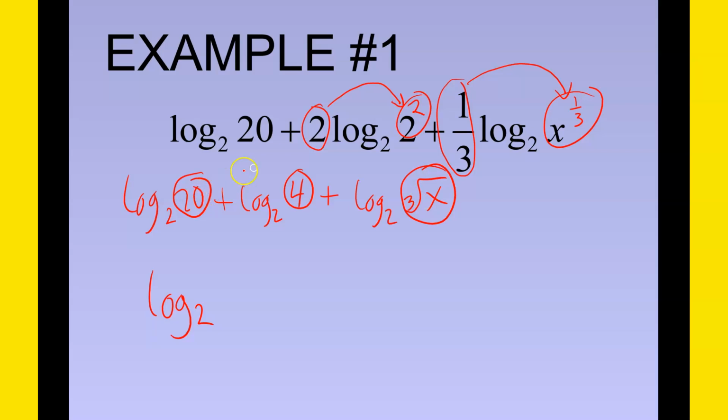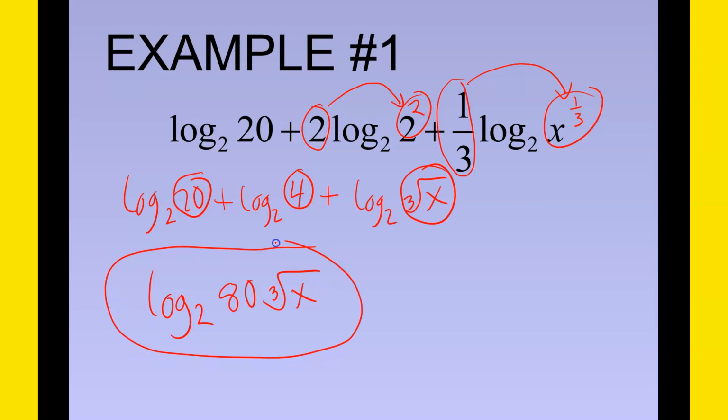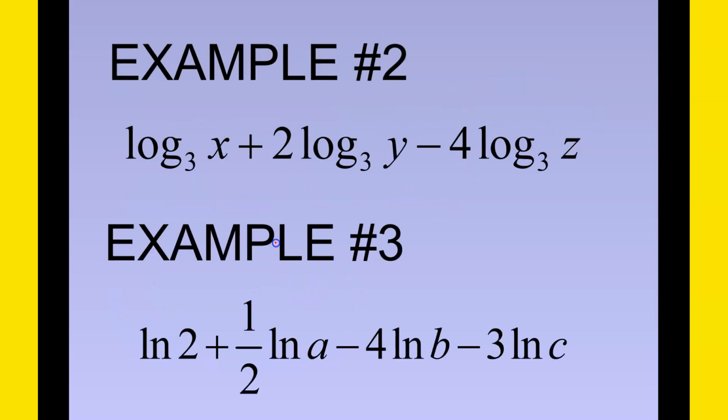So 20 times 4 times the cube root of x, that's going to be 20 times 4 is just 80. And then the cube root of x is just going to be the cube root of x. And that will be my final answer. Okay, same thing here. I'm going to take the 2 and I'm going to put it right here.